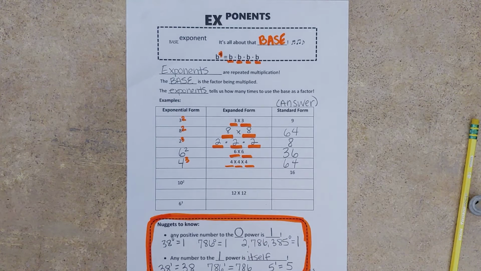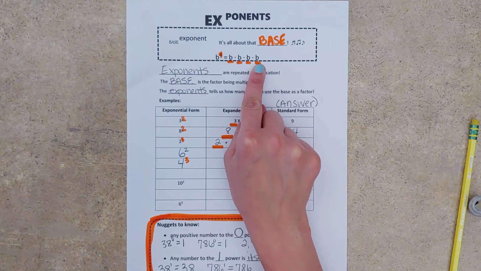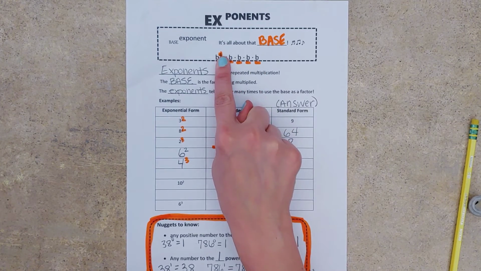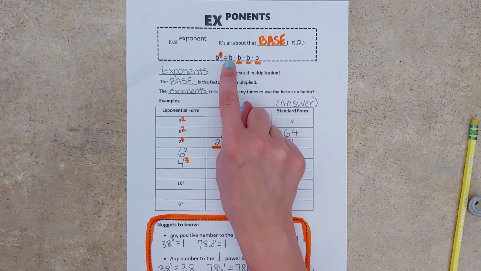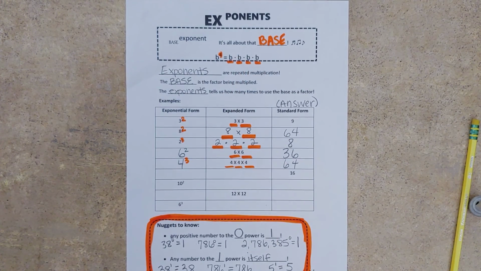All right, so there we go, exponents. It's all about the base, no trouble. Thank you, Meghan Trainor. Our base is the number that we multiply, and our exponent simply tells us how many times we're going to be multiplying that number. All right, there we go, exponents.